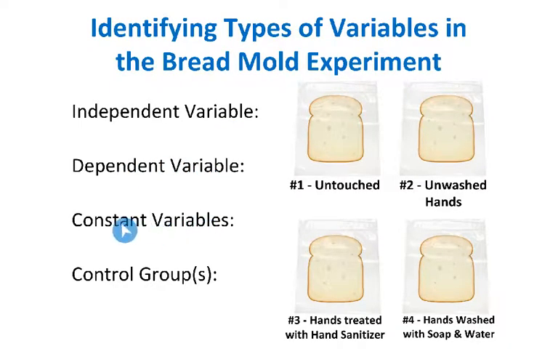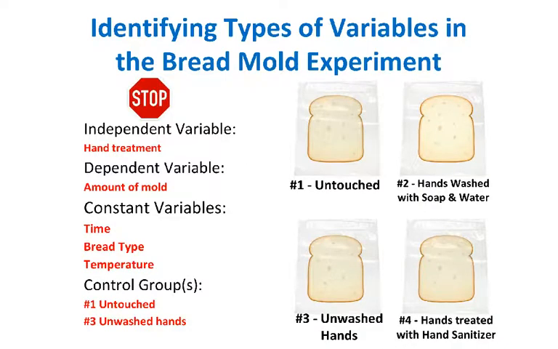Give me a couple of things that we need to keep constant for all 4 baggies, all 4 pieces of bread, and then tell me which of these 4 pieces of bread is our control group, or our control groups if we have more than one. So go ahead and pause this and see if you can figure that out. And then you're going to come back.